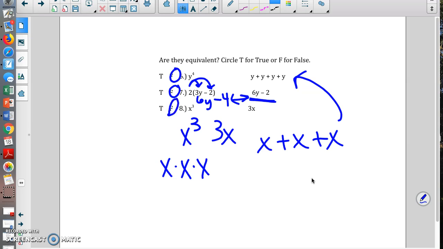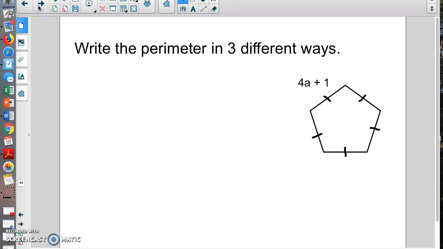So we had all false on that one. Those aren't going to be the same questions, but you're going to have questions like that. So make sure you recognize how to simplify and see if expressions are equivalent. The next one is perimeter.